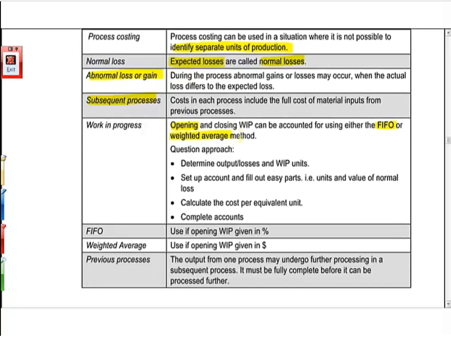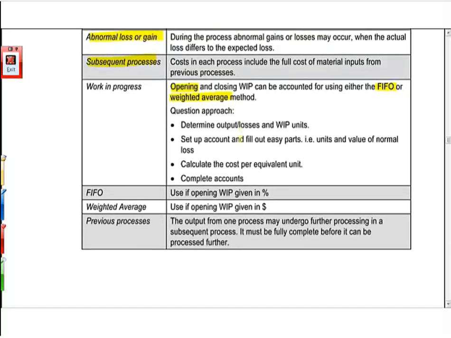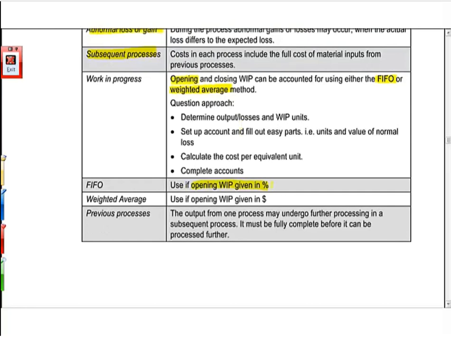The approach then to these questions will be to determine the output, the losses and the work in progress using the flow of units. Then we set up our process account and fill in the easy numbers, for example, the flow of units and the value of any normal losses, calculate the cost per equivalent unit, and complete the accounts when we've done the valuations. How do we know which one to use? Well, if opening work in progress is given as a percentage, use FIFO, and if it's given as a value, a monetary value, use weighted average.